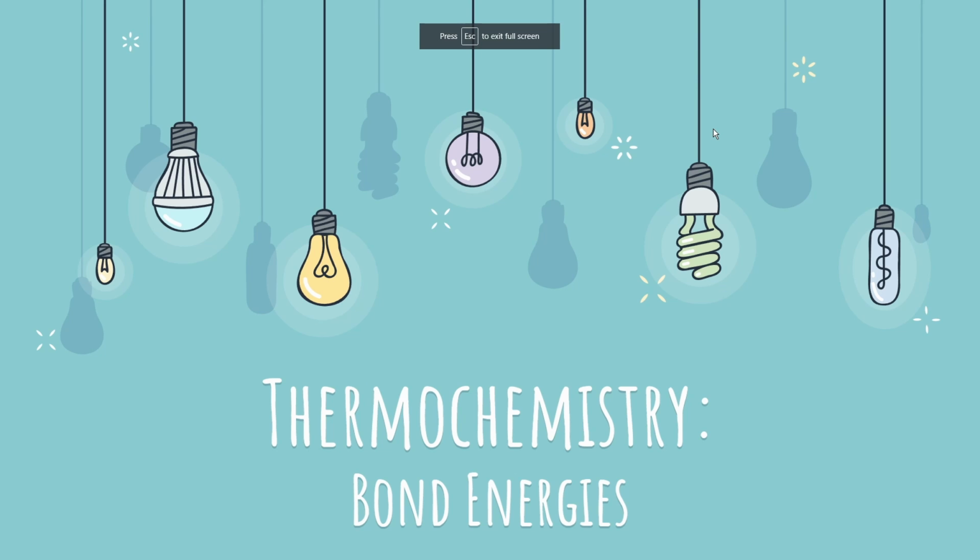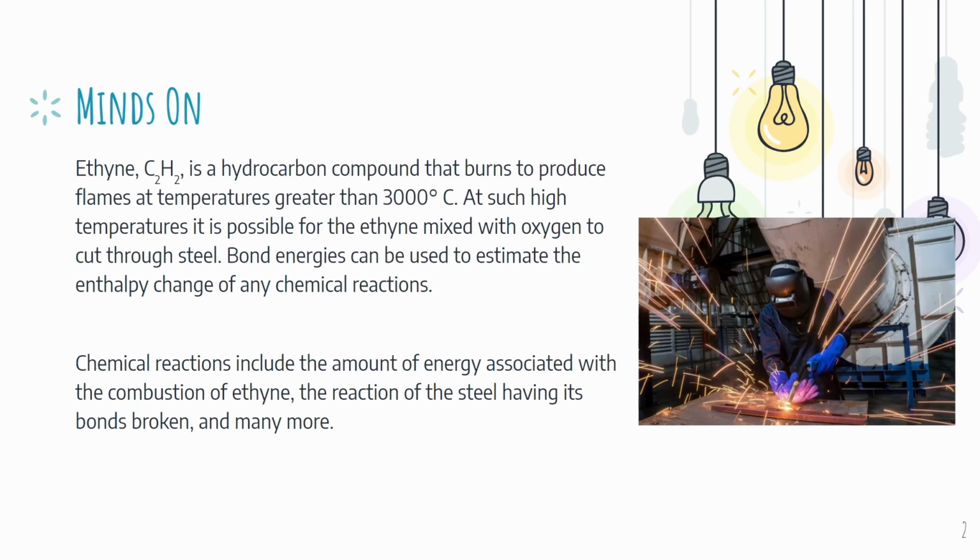So this is thermochemistry, which is unit 3, and it will specifically be looking at bond energies. For the minds on, again, it's not something you're going to solve as much as it's the concept to understand. Ethyne, which is C2H2, is a hydrocarbon compound that burns to produce flames at temperatures greater than 3000 degrees Celsius. At such high temperatures, it's possible for ethyne mixed with oxygen to cut through steel. Bond energies can be used to estimate the enthalpy change of any chemical reaction, and in this case, it would include the amount of energy associated with the combustion of the ethyne, and the reaction of the steel having its bonds broken, and many more.